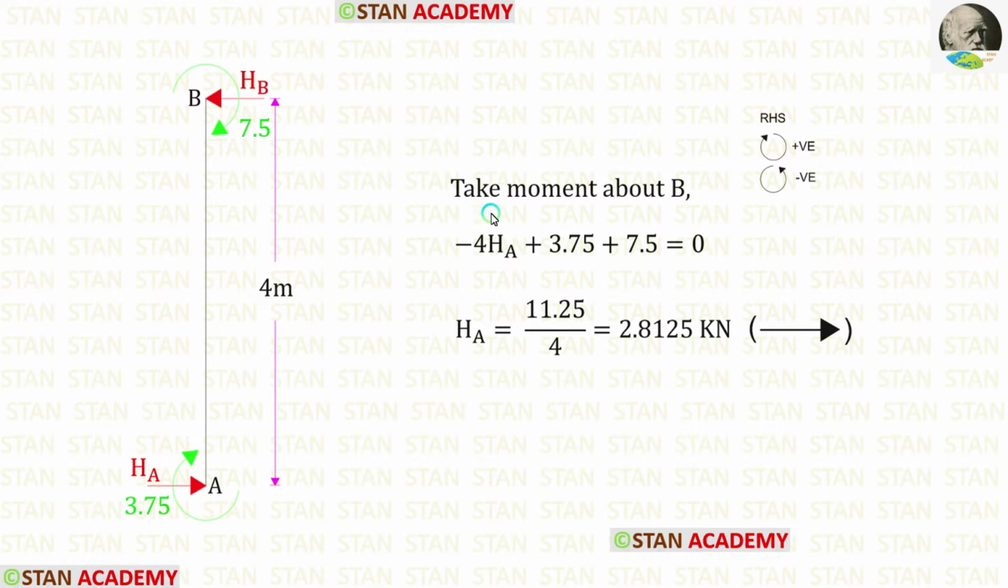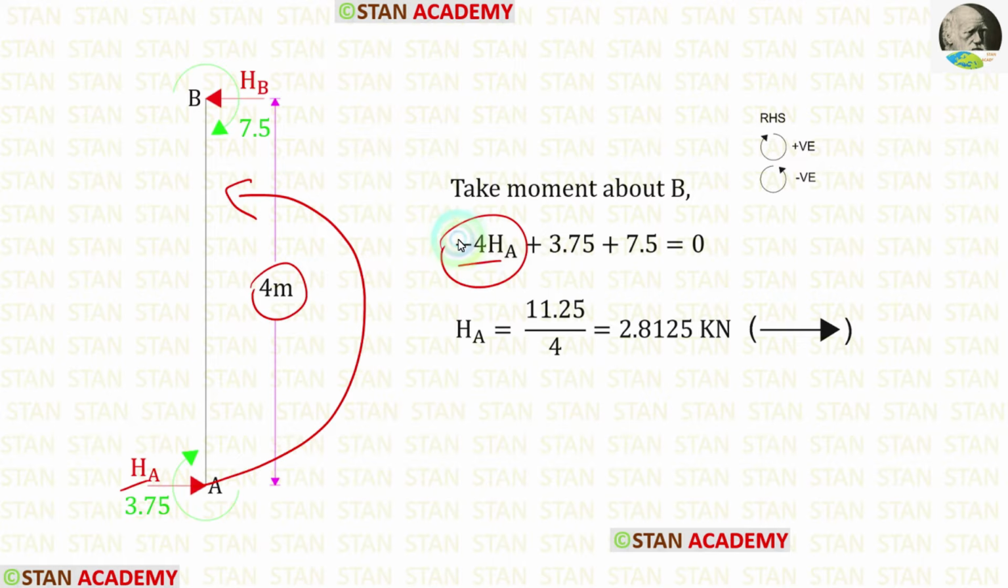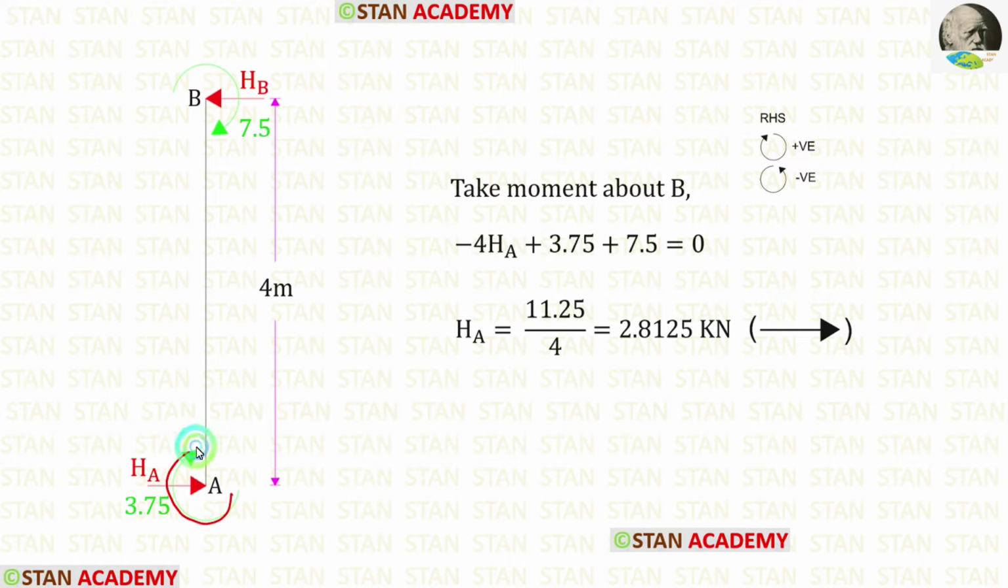To find HA, let us take moment about B. In this case, we are moving towards right hand side. Clockwise will be positive and anti-clockwise will be negative. HA is acting in the anti-clockwise direction, so that will be negative and the distance is 4. So minus 4 HA. Both of the moments are acting in the clockwise direction, so both of them are positive.